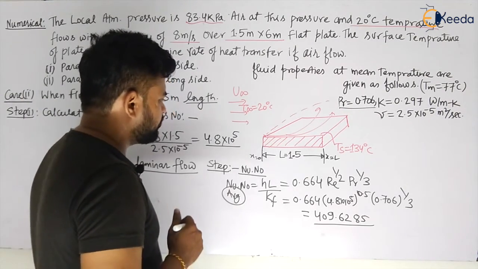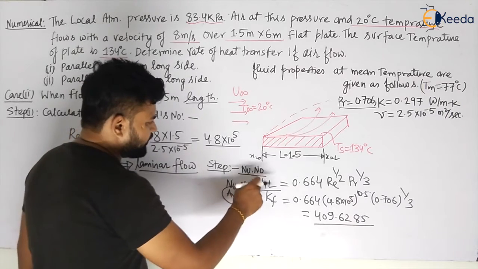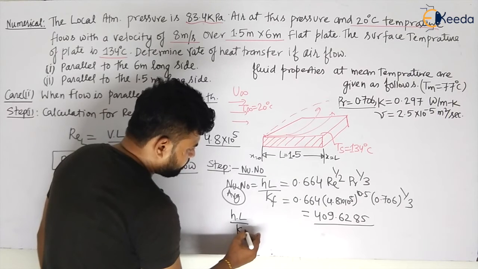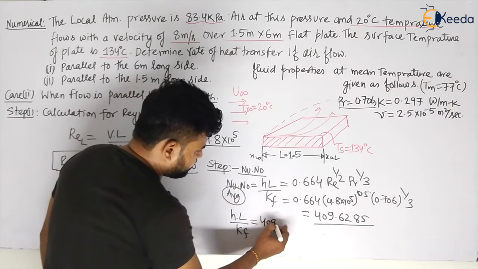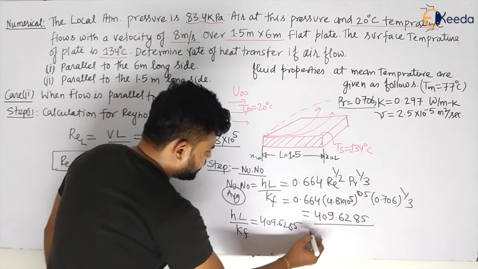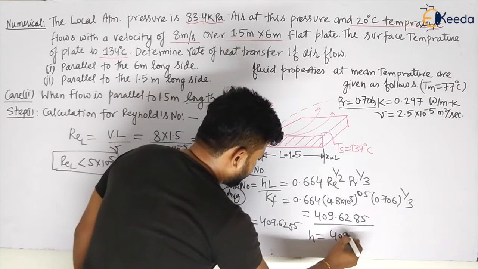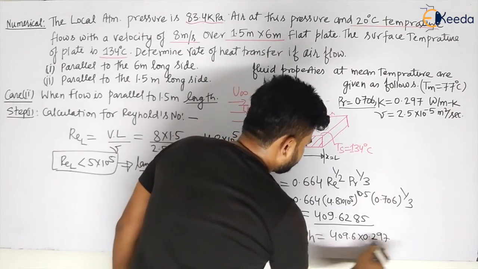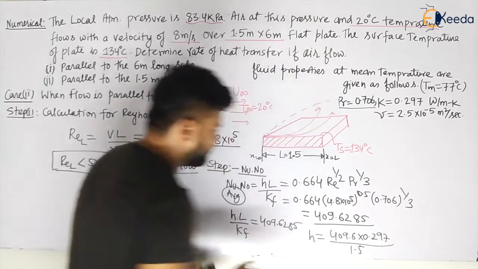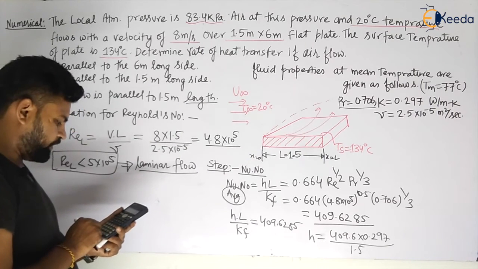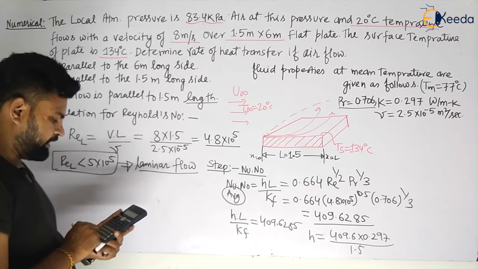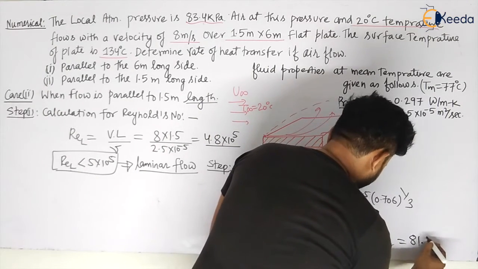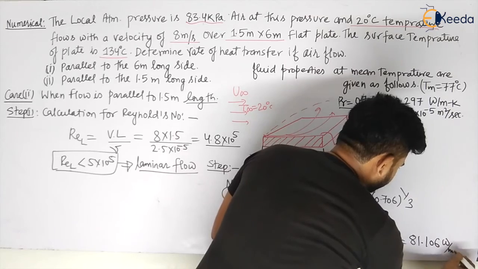Now can we calculate the heat transfer coefficient again? Yes. So hL by kf is equal to 409.6285. Now calculate h. So h will be given by 409.6 multiplied by kf, which is 0.297, divided by L, which is 1.5. So h will come in this case equal to 81.106 watt per meter square Kelvin.